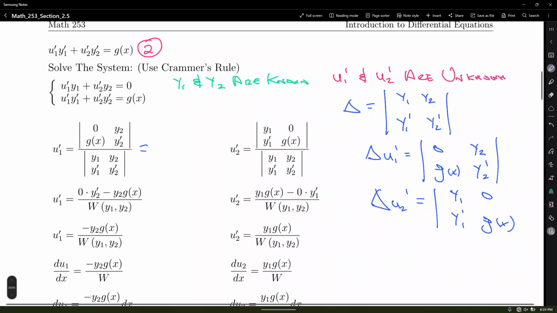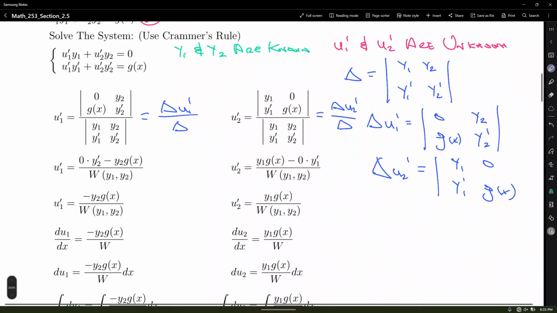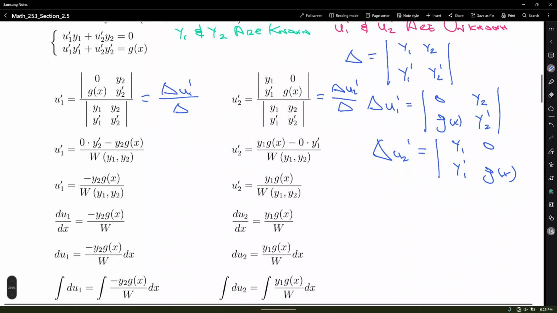How do we calculate the unknowns? That is delta u1 prime over delta and delta u2 prime over delta. Okay? And let's work with these determinants here. Again, guys, the purpose of using Cramer's rule is that Cramer's rule will spawn a very special determinant. Remember the determinant? Remember the Wronskian? Okay, so the Wronskian. How do we evaluate these determinants?